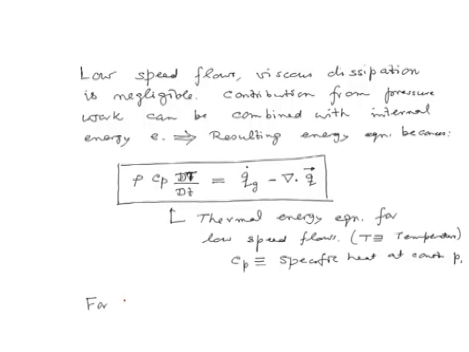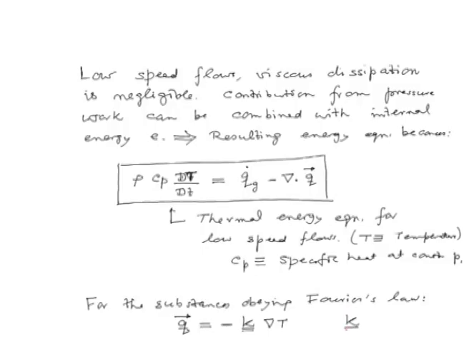Now, for some substances, specifically for heat transfer or thermal energy transfer in solids, we can invoke Fourier's law. So, for the substances obeying Fourier's law, we have got a very special relationship between heat flux q and the gradient of temperature. So, the heat flux vector is given by minus k into gradient of T, where this k is thermal conductivity. For an anisotropic substance, this k would have 9 components, it will be a second order tensor, but for simple isotropic medium it would become a scalar quantity.